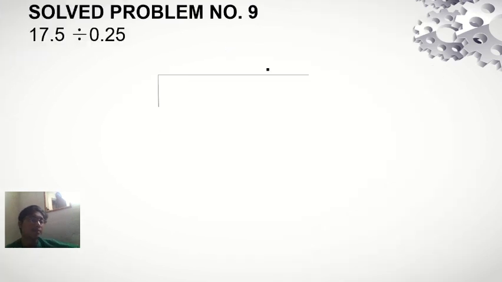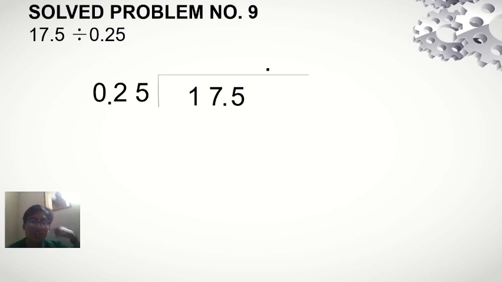Next, we have a simple one. We have 17 and 5 tenths divided by 25 hundredths. In a case like this, we can't say 0 and, right? Alright, same procedure. Let's make it a whole number. How many times did it move? 2. Now here, 1, 2. Now, you have a 0 here.